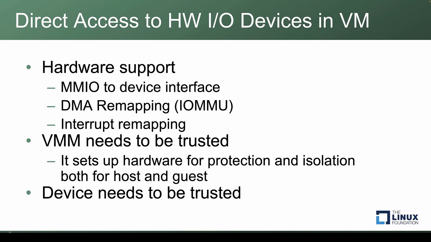Now, let's take a look at direct access to hardware I/O devices in a VM. We need hardware support, for example MMIO, to access device interfaces, such as the registers. We also need a DMA remapping capability or IOMMU support. Also, for device interrupt isolation, we need the interrupt remapping feature. The point I would like to make here is the VMM needs to be trusted because it sets up hardware for the above features for protection and isolation for both the host and the guest. And for a TVM, a trusted VM, devices also need to be trusted.